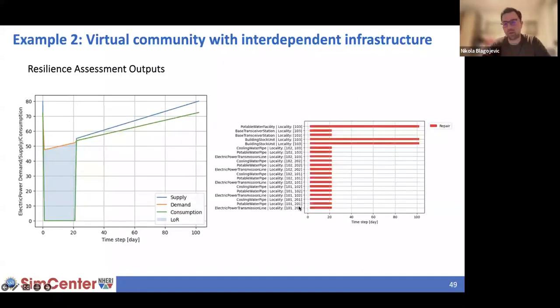The other way in which you can output the results is to plot them. There is the Plotter class in pyrecodes, which does this for you. And you can see how you can use it in the examples on GitHub. So here you can see, for example, the supply and demand for electric power, how it changed after this virtual disaster. And this is your unmet demand here.